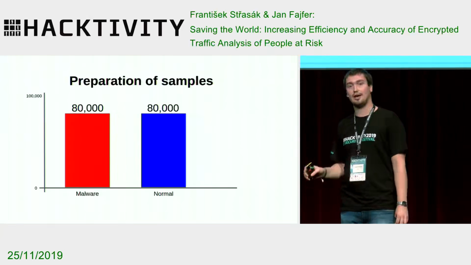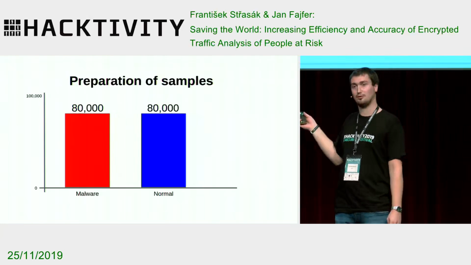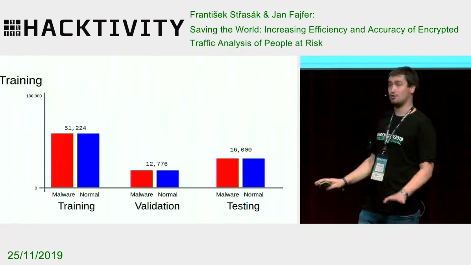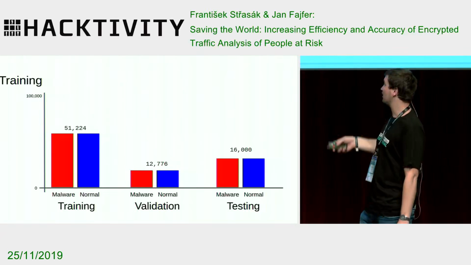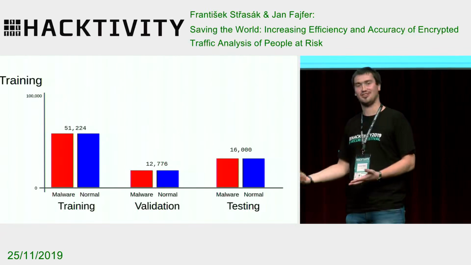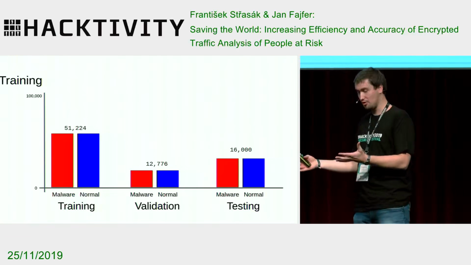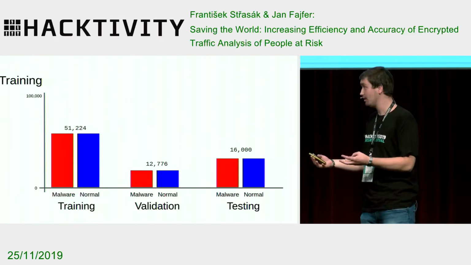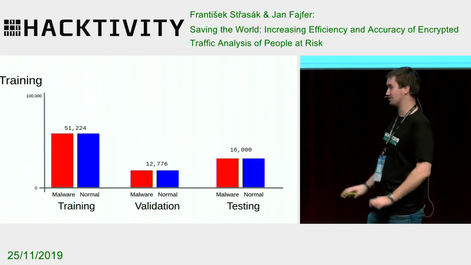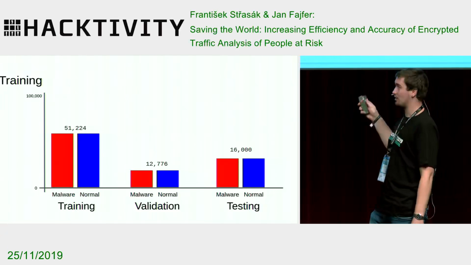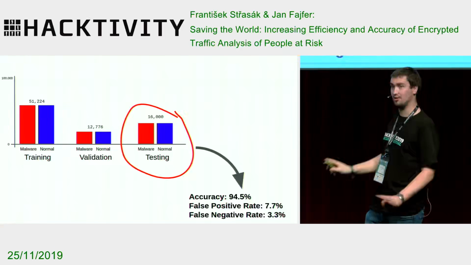From our dataset, we have 80,000 samples for each class. So we have 80,000 for malware and 80,000 for normal. And we split it the normal machine learning way. The training part is for training the parameters inside the neural network. The validation part is only for checking that your model doesn't overfit. So it's trained only on your training data, but not on the testing and validation data. And finally, when our model was trained, we checked it on the testing data, which it hadn't seen yet.